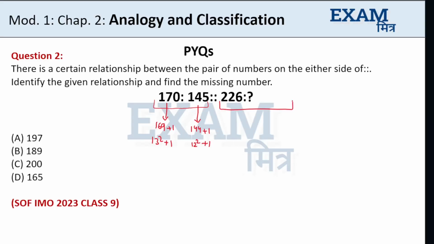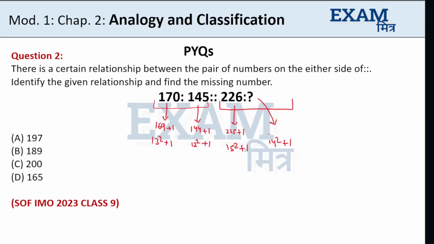So now, applying the same relationship, I need to find which square is very near to 226. We all know the square of 15 is 225. So this is 225 plus 1. Or we can say that this is 15 square plus 1. Then this must be the previous number to 15, and that is 14. So 14 square plus 1.